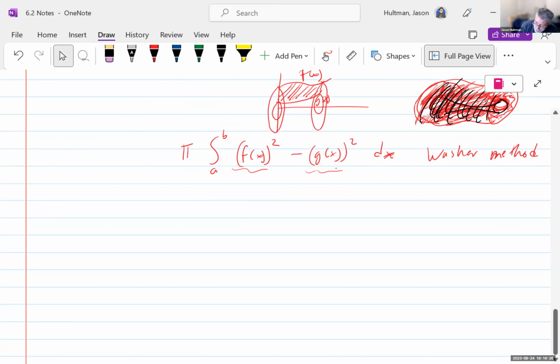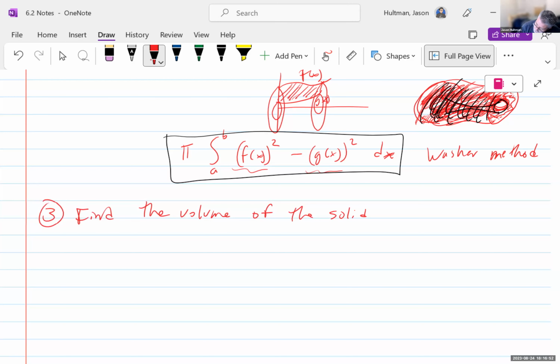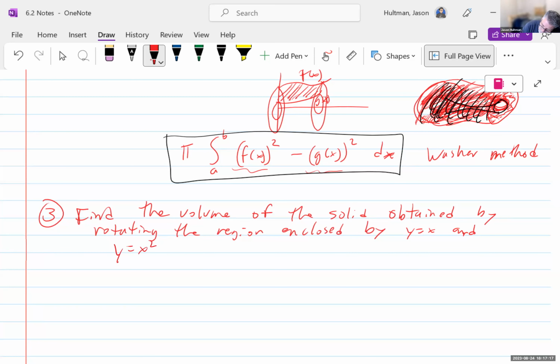But here's the formula. Number 3. Find the volume of the solid obtained by the region enclosed by y equals x and y equals x squared about the x-axis.